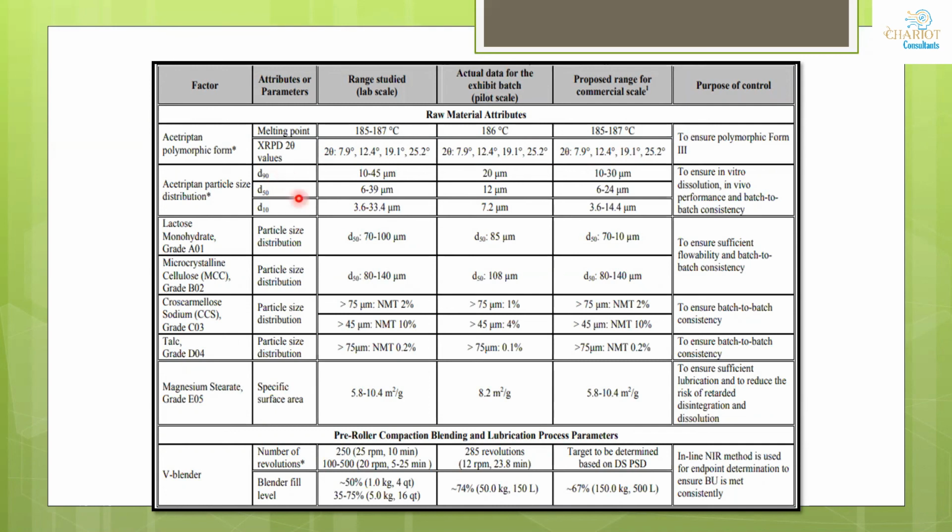Similarly, particle size: initially we studied different particle sizes in the lab scale, then when you took the pilot batch, or the batch which was used for your bioequivalence studies, based on this PSD, D90, D50 and D10, for future commercial batches you have set this specification. If I am not getting this API, I will not manufacture my batch. To get consistent results, you have specified a control strategy.